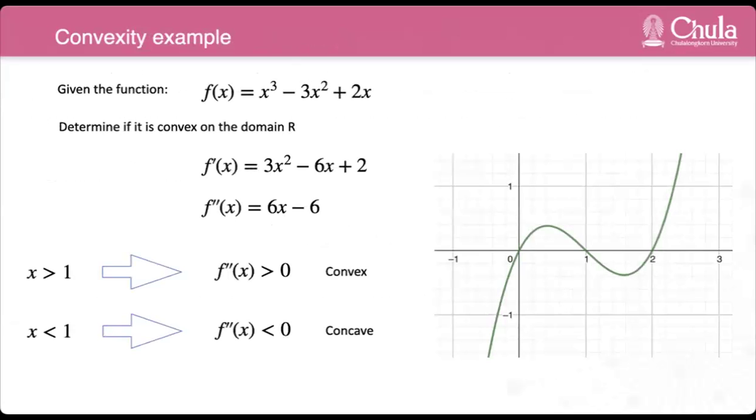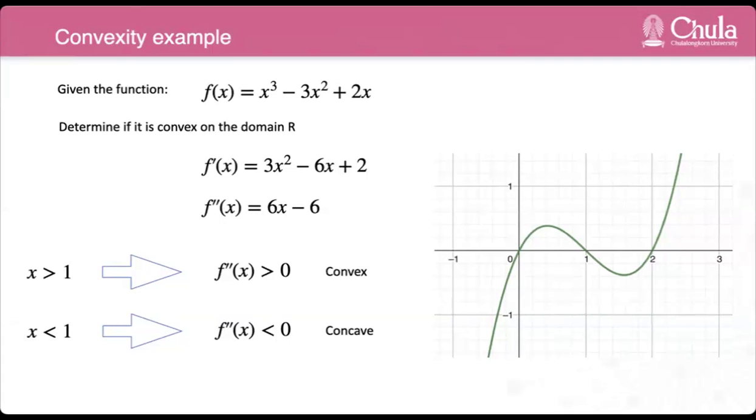All right. So in this example, we have f(x) = x cubed minus 3x squared plus 2x. Then determine if it is convex on the domain R, the real numbers. Domain R, of course, is convex because it covers everything, right? It should be a convex set. And we test by using the second order derivative. This is first order, and the next one is second order.